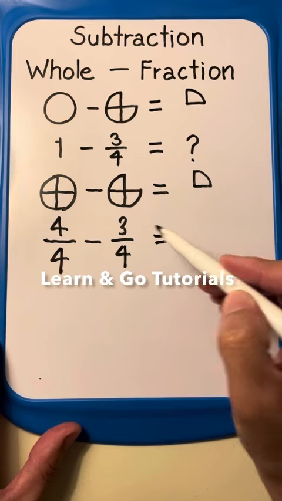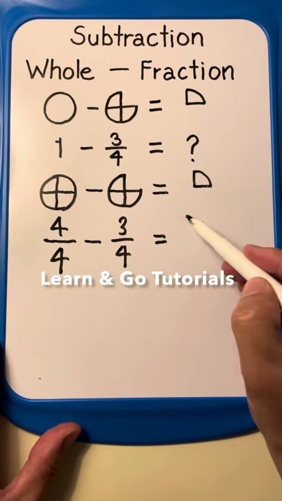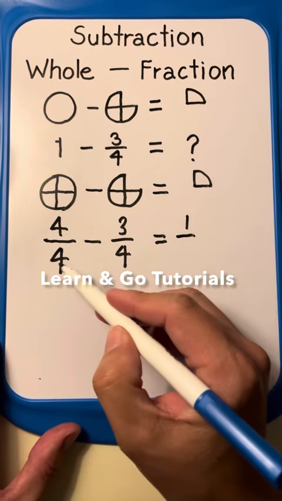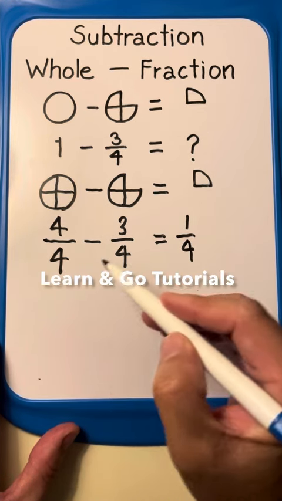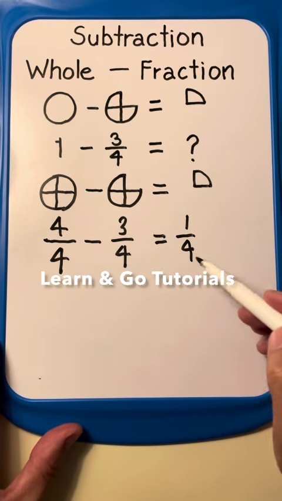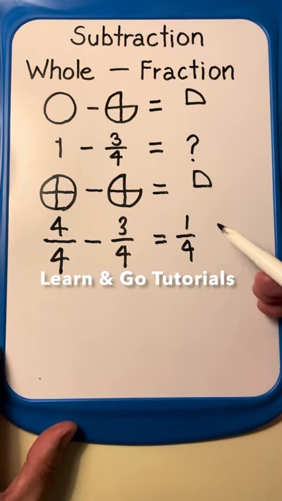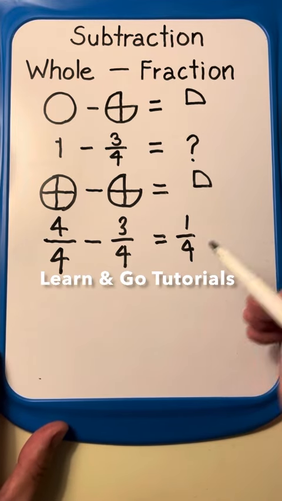The answer is 4 minus 3, 1, same denominator, 4. So 4/4 minus 3/4 is equal to 1/4. We can use this to solve a bigger number.